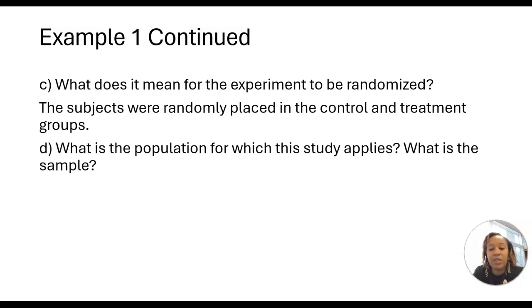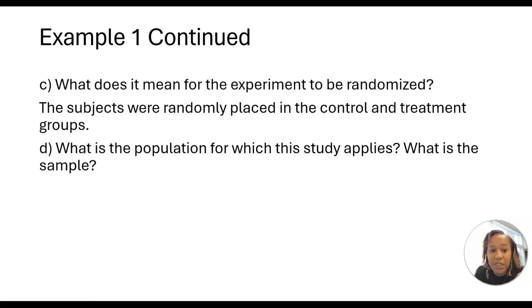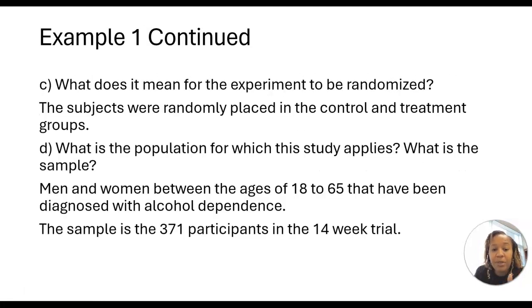What is the population for which the study applies, and what is the sample? So the population, remember, is the overall group. If we go back, there were 371 men and women that participated in the study. They were between the ages of 18 and 65, and they had been diagnosed with alcohol dependence. So the population will be men and women between the ages of 18 and 65 that have been diagnosed with alcohol dependence. So that's your population. So all men and women between that age and they have been diagnosed with alcohol dependence. That's who we are trying to study.